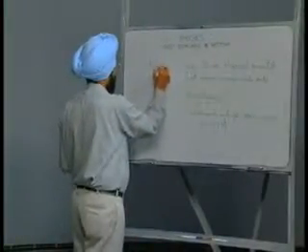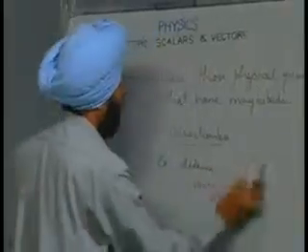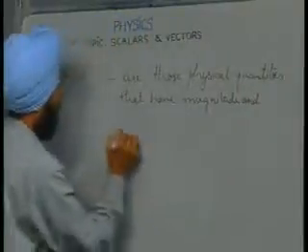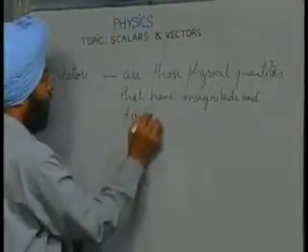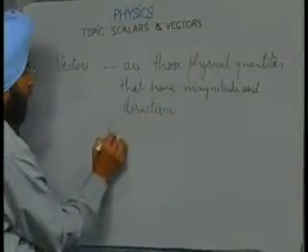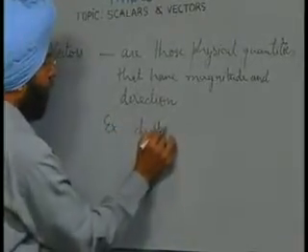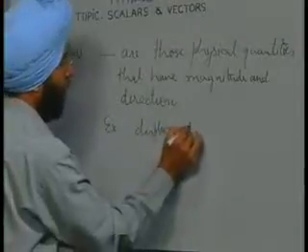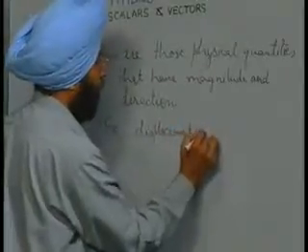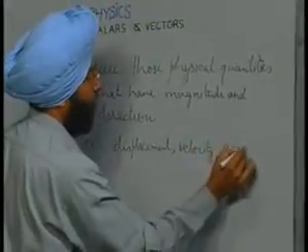Now, we will define vectors. Vectors are those physical quantities that have magnitude and direction. Examples of such quantities we already know. Displacement is a vector, it is directed from initial to final position. Velocity is a vector, acceleration is a vector.